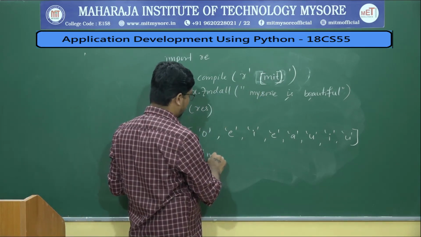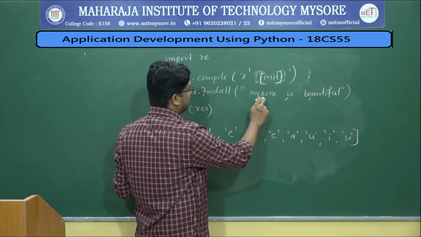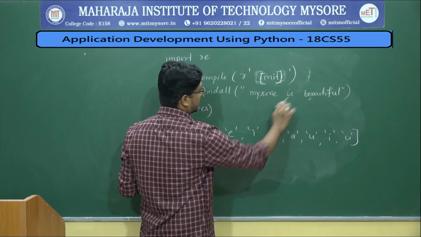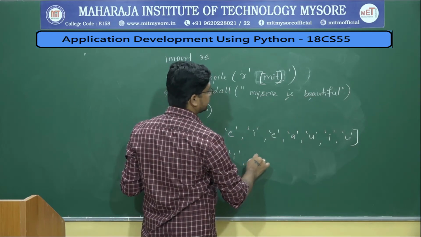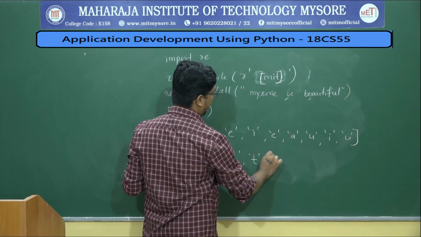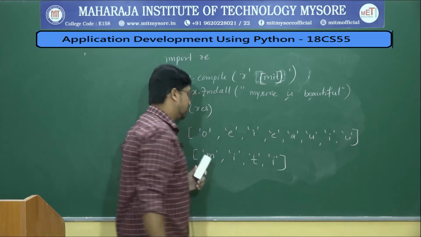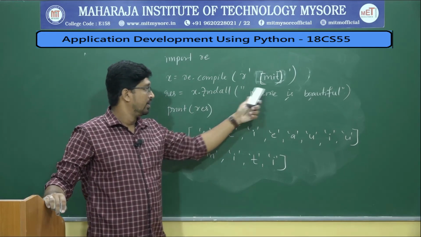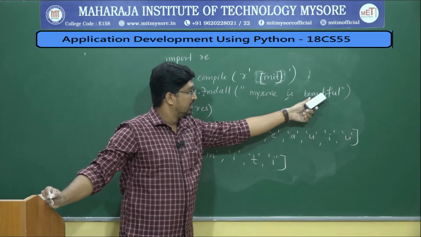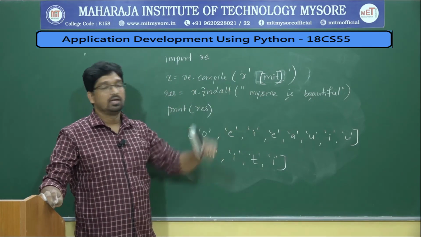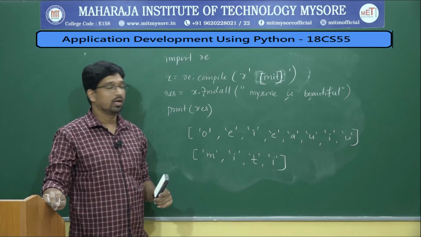So any one of the characters is matched. M gets matched. Then I gets matched. Before that T gets matched. Then I gets matched. So we get only 4 characters: M, I, T, I. So these are the characters matched by the MIT character set. Okay.